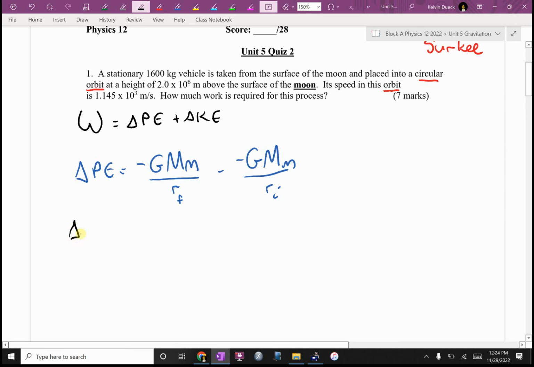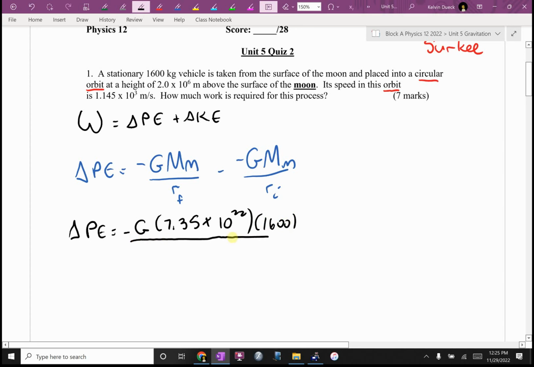On my next line, PE, it's going to be negative big G. Ooh, we're around the moon. I almost started to go 5.98. No, don't know. What's the mass of the moon? It's 7 point something, I think. Isn't it? 7.35 times 10 to the? Little m does not cancel here because there's not a little m here. So 1600.